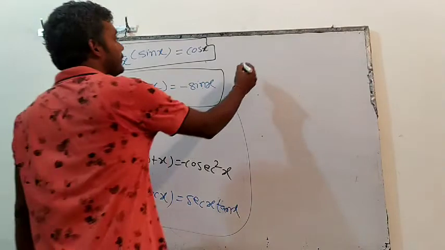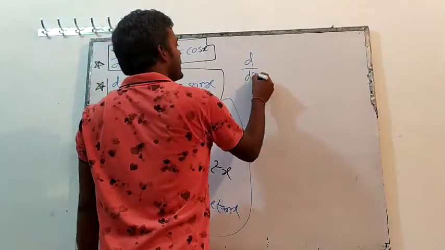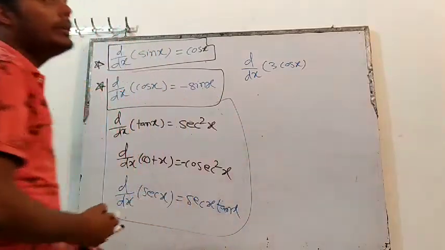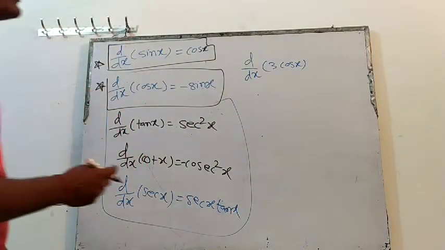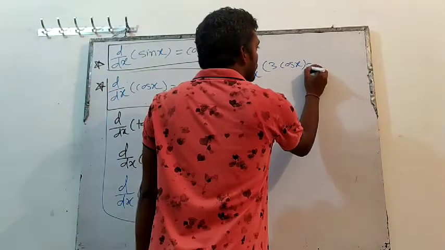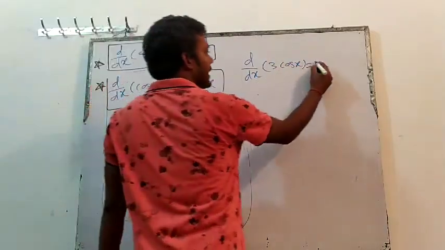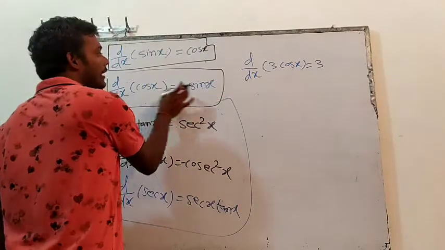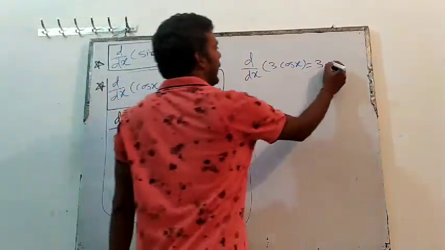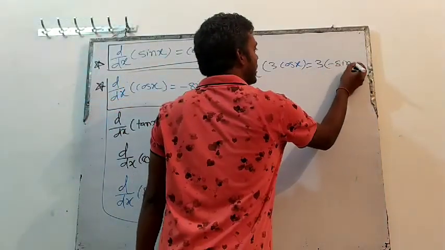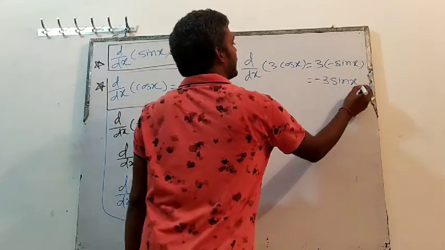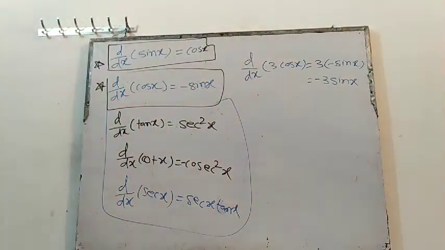For example, differentiation of 3 cos x. What will be this? So 3 is a constant, right? So the constant 3 will be outside the differentiation, and the differentiation of cos x is minus sin x, so the answer will be minus 3 sin x, right? Differentiation of 3 cos x will be minus 3 sin x.